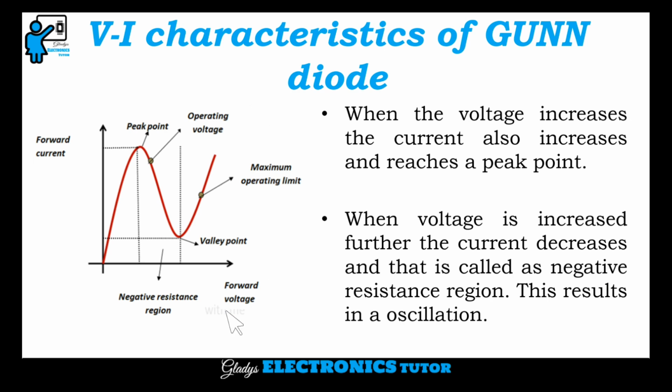This is the VI characteristics of Gunn diode. So when the voltage increases, this is the applied voltage, the current also increases and reaches the peak point. So when the voltage is increased further, the current starts to decrease. And this is called the negative resistance region. This results in an oscillation. So this is the valley point, this is the maximum operating point and this is the operating point.